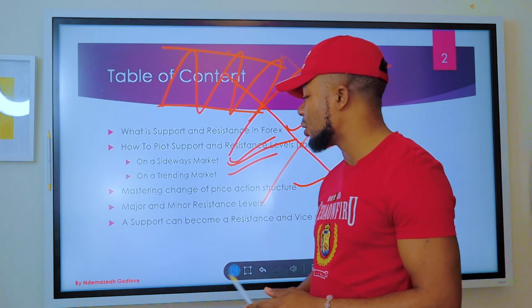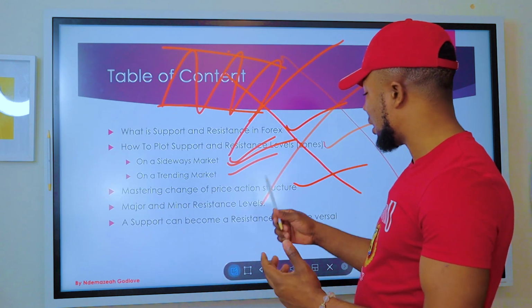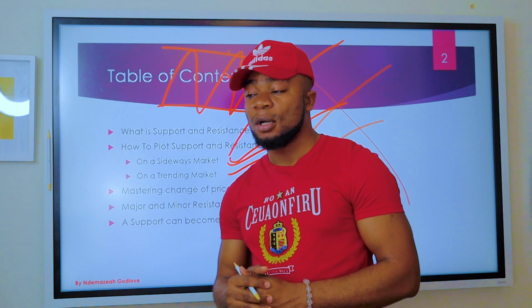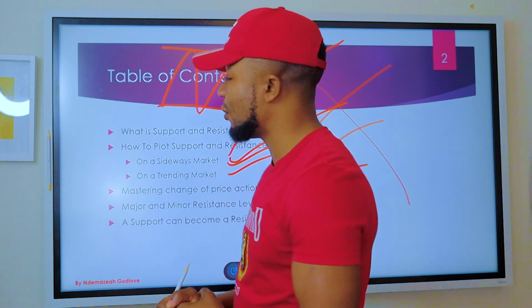Then we'll also talk about a reversal or a change in the support and resistance level. And then we'll also do a live demonstration on a chart.